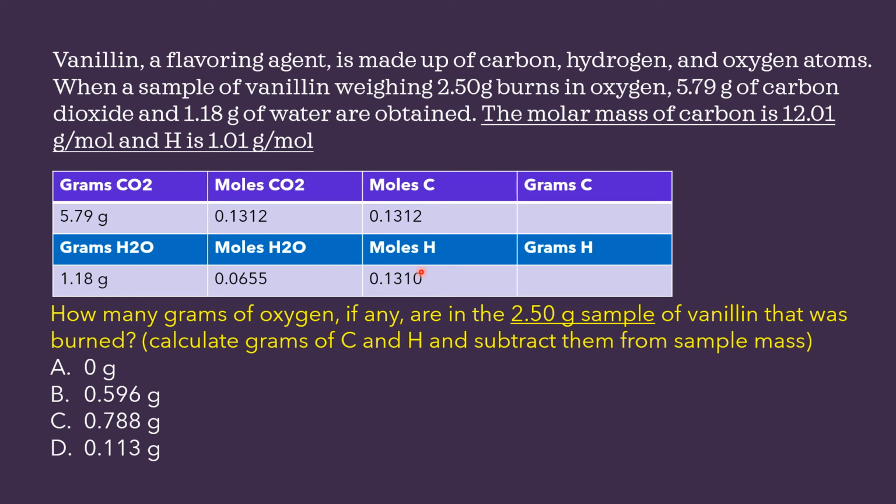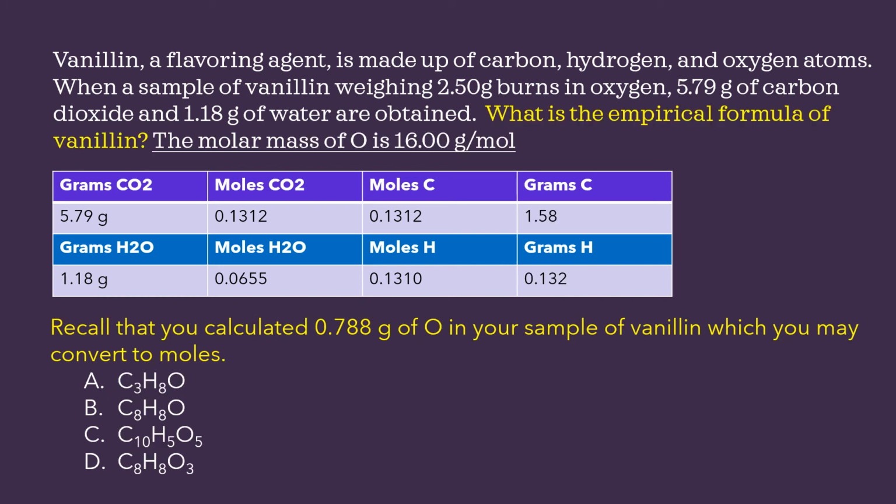The next step that I'm going to ask you to perform here is to figure out how many grams of oxygen there are, if any. We know there are in this case because we were told so in the problem, in your 2.5 gram sample of vanillin. In order to get there, you're going to have to take the mole amounts here and convert them to gram amounts here. Then, as you hopefully recall, after you have your grams of carbon and hydrogen, you're simply going to subtract them from the sample mass, which is 2.5 grams. Try your luck, pause the video here, and see what you get out of these possible answers.